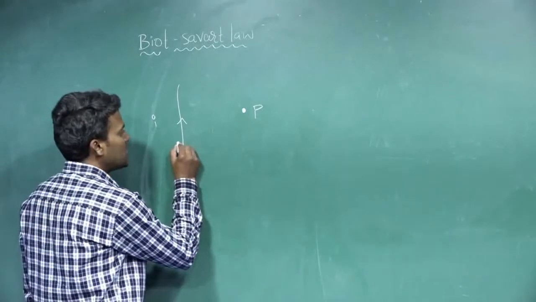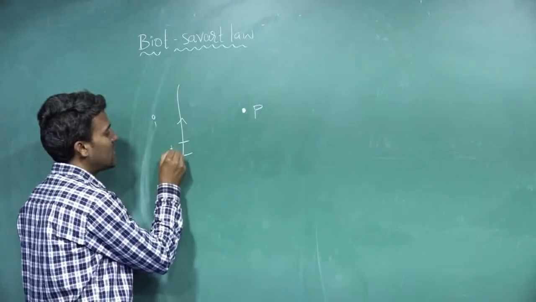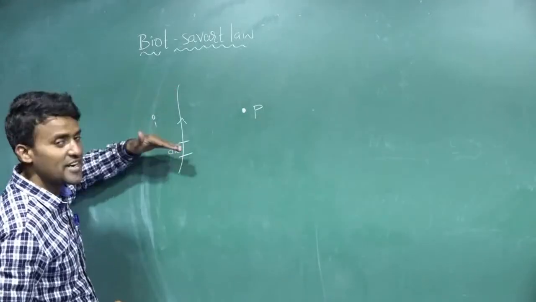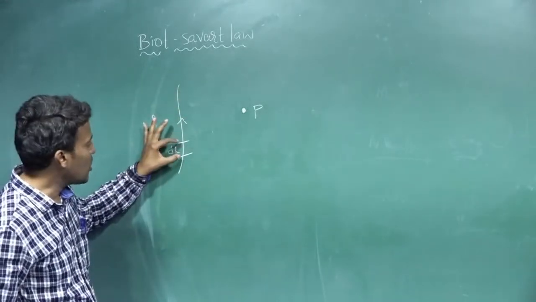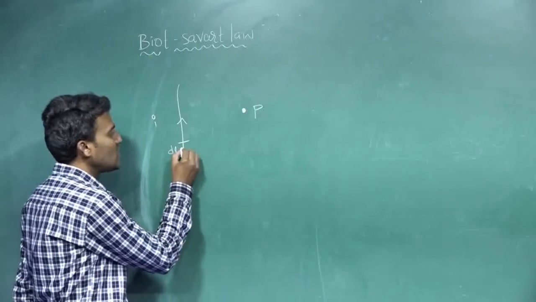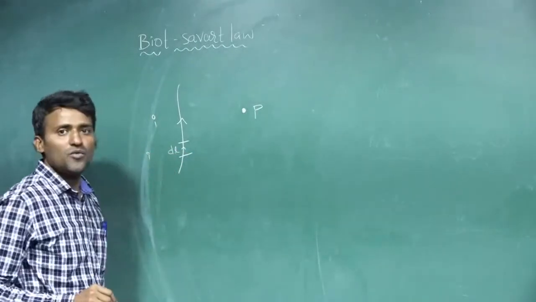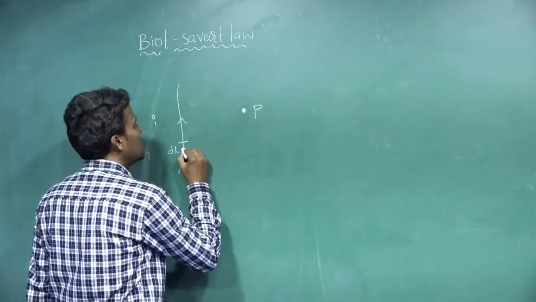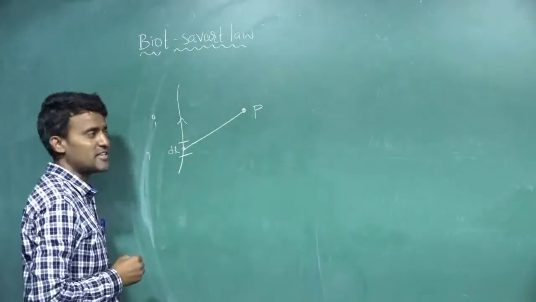For that, I am taking one small element. This is the small element dl. We are dividing the total conductor into a number of equal elements, and in that, one small element is taken. In this element also, the current is I. We are calculating the magnetic field at point P due to the current carrying conductor.